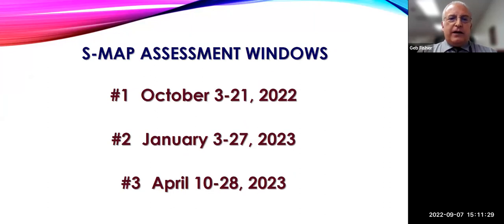The window for testing is on the screen for you right now. October 3rd through 21st, January 3rd through the 27th, and then April 10th through the 28th. And again, the first two windows will be mandatory for all sites at all levels. The third will be based on CASP testing or not, site decisions.